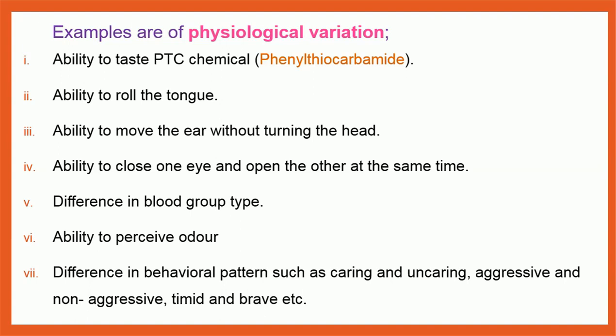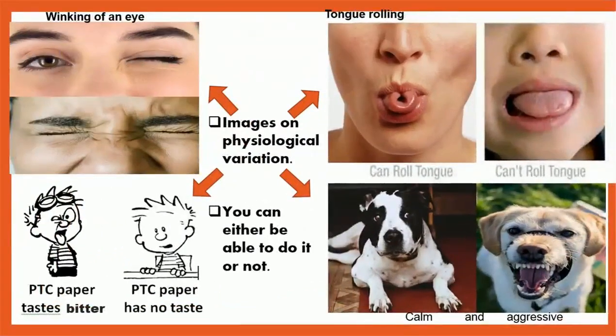Number seven, differences in behavioral patterns, such as some organisms being caring while some are uncaring. Some organisms can be aggressive, some are non-aggressive. Some organisms are timid while some are brave. All these are physiological variation. So let's look at images to help us better.